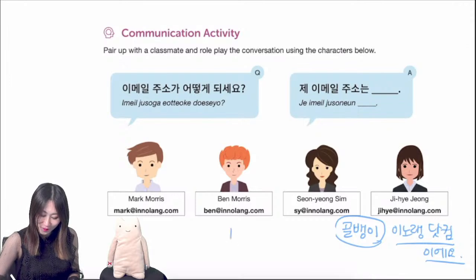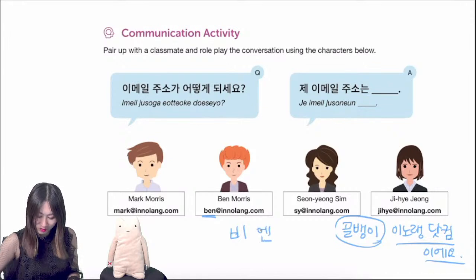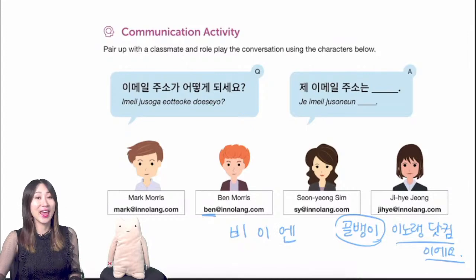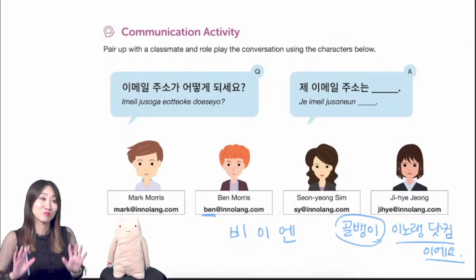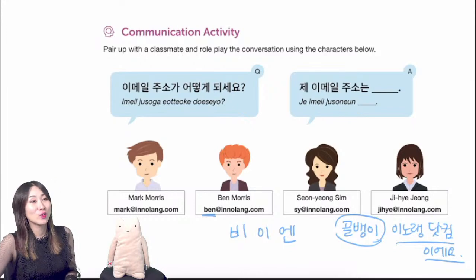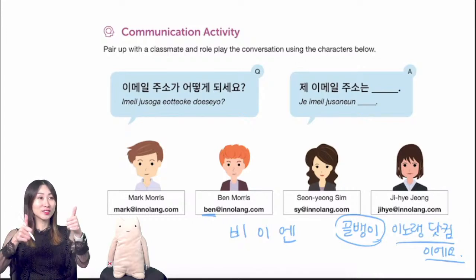짜자잔. This, can you read this? B, E, N. B, E, N, 골뱅이 이노랭닷컴이에요. ben 골뱅이 이노랭닷컴이에요. All good?